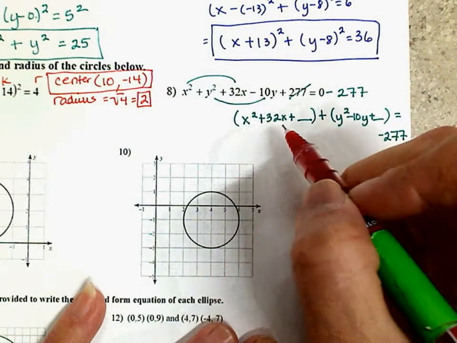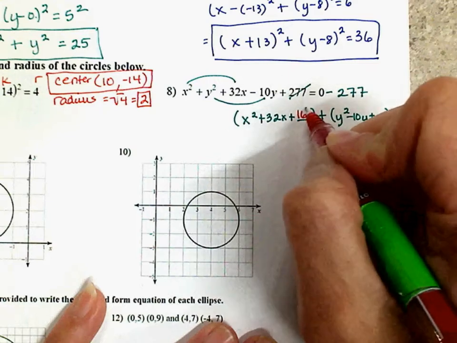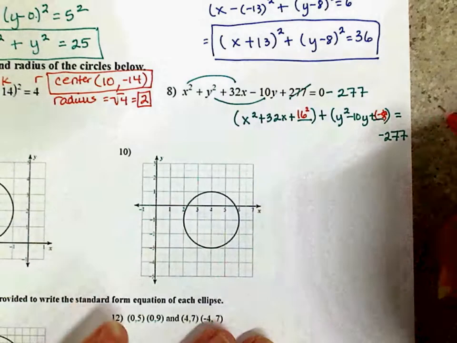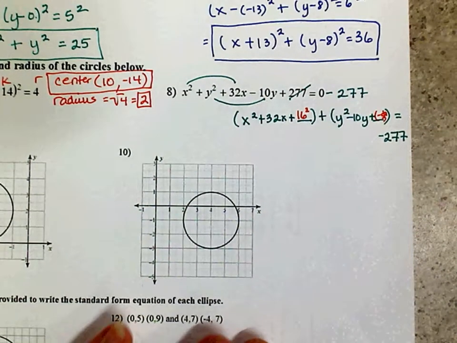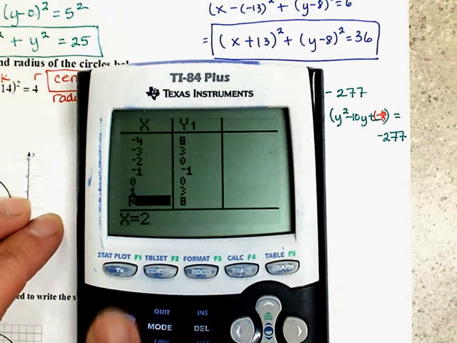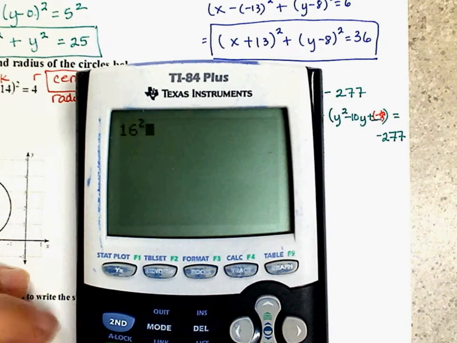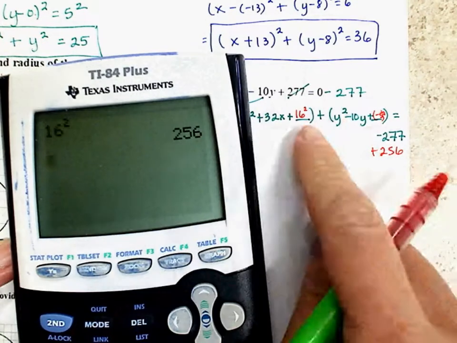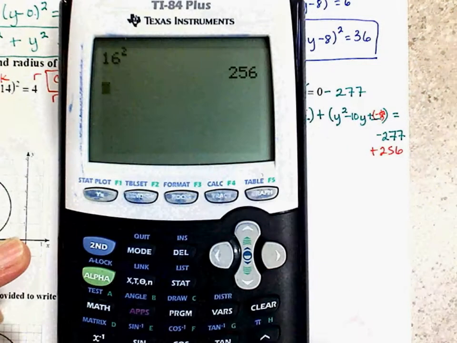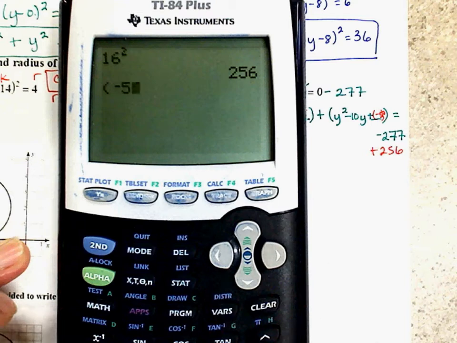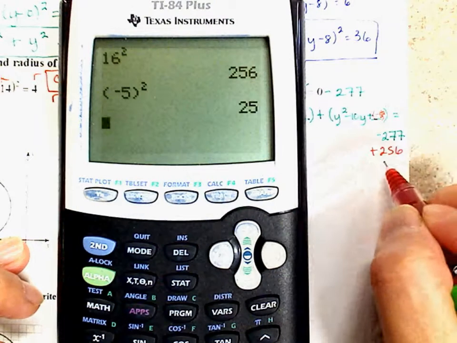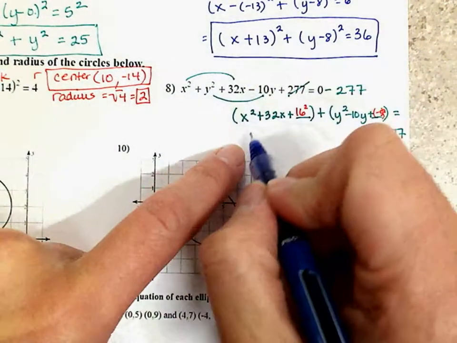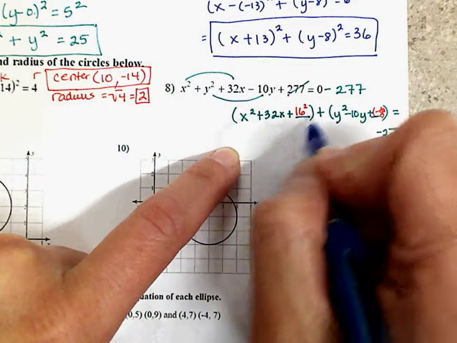Take half of 32, which is 16, squared. Half of 10, negative 5, squared. What you do to one side, you do to the other, okay? So you got 16 squared, 256, so I'm going to add 256, because what you do to one side, you do to the other. And I'm going to put parentheses, negative 5 squared, which comes out to be positive 25. Continue with the math. Alright, so I'm going to rewrite this. I'm going to factor it pretty much.